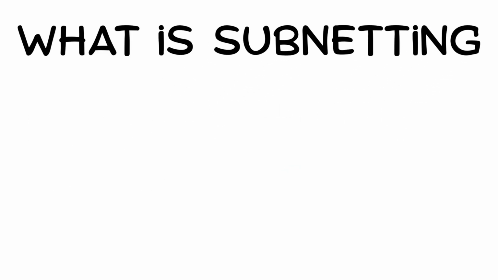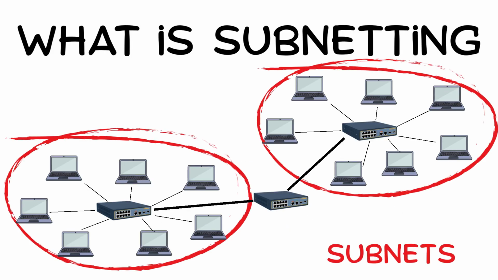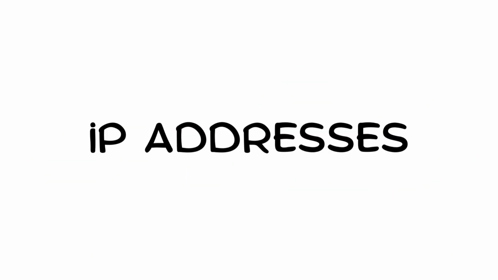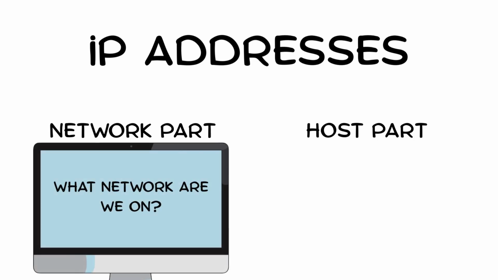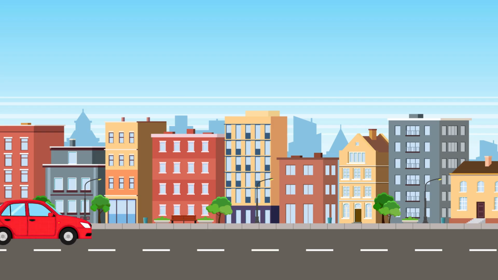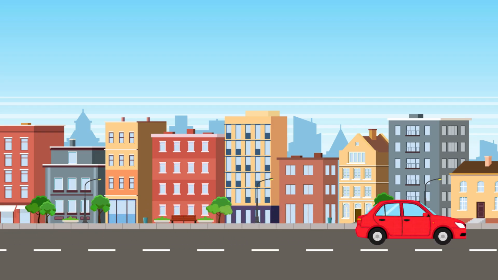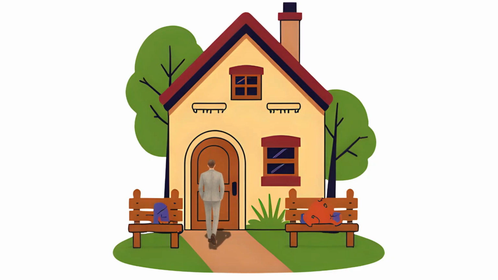So what exactly is subnetting? Subnetting is the process of taking one network and splitting it into smaller networks, called subnets. To do this, we use IP addresses. Every IP address has two parts: the network part and the host part. The network part tells us which network we're on. The host part tells us which device we're talking to. A good analogy is a postcode and a house number. The postcode gets you to the street, the house number gets you to the door.